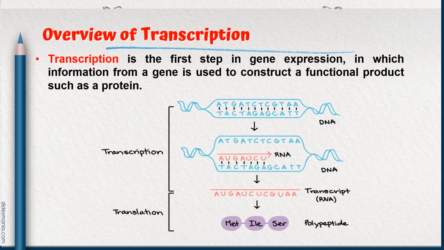Again, transcription is the first step in gene expression, in which information from a gene is used to construct a functional product such as protein. The goal of transcription is to make a copy of a gene's DNA sequence. For a protein coding gene, the RNA copy or transcript carries the information needed to build a polypeptide or a protein subunit. Eukaryotic transcripts need to go through some processing steps before translation into proteins.